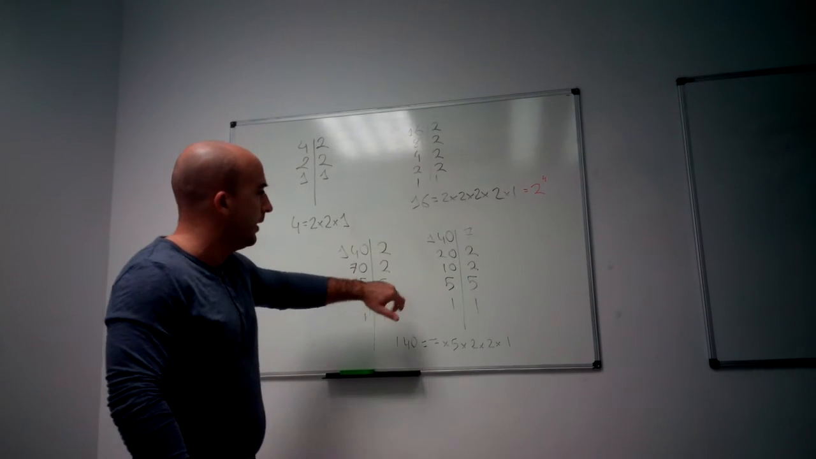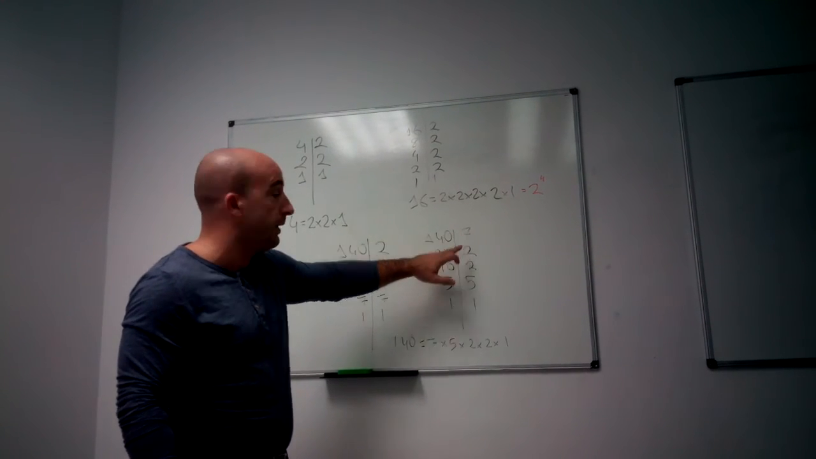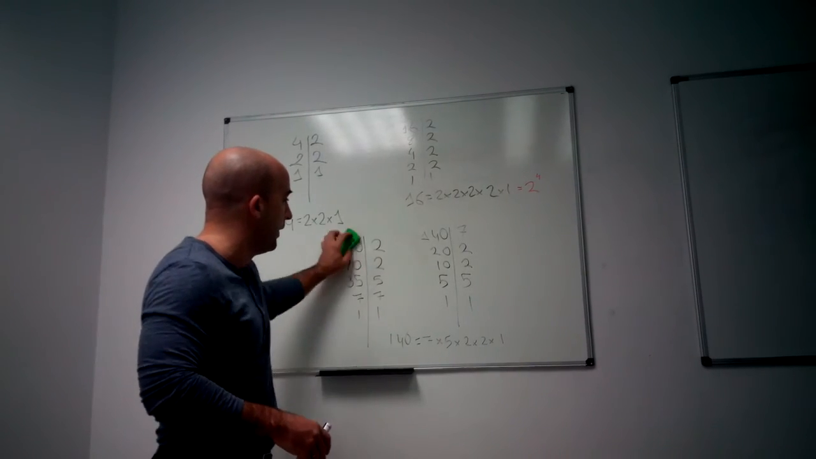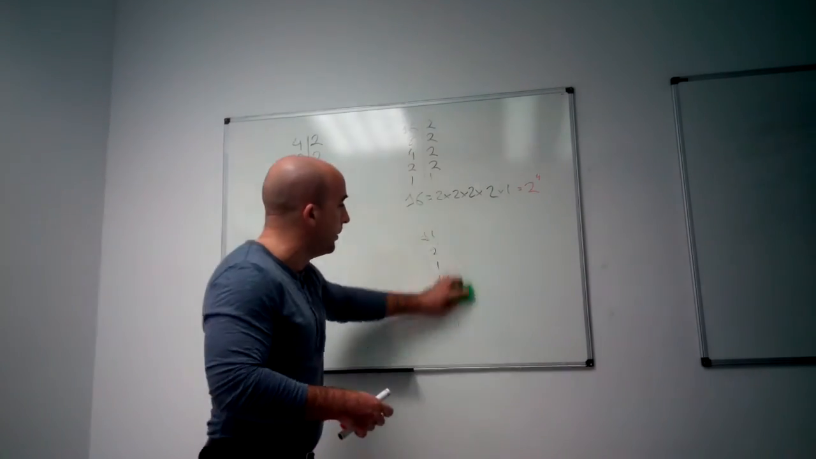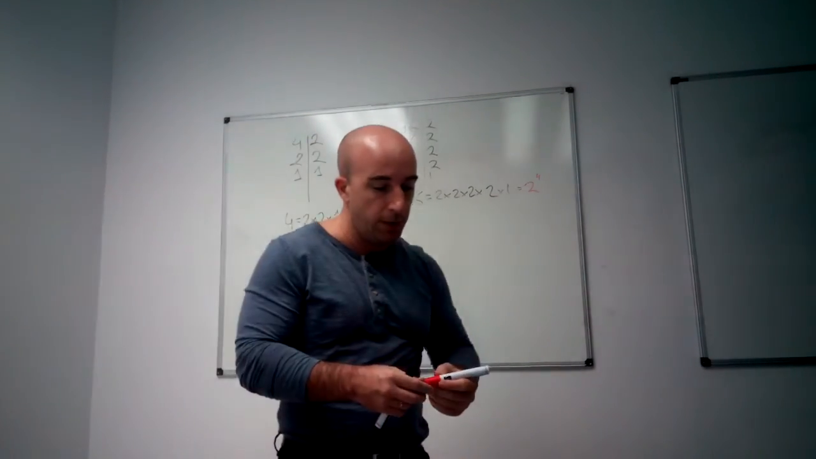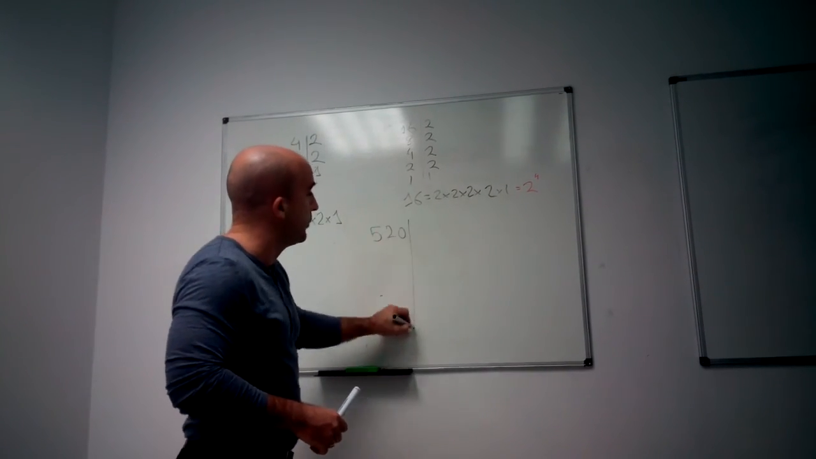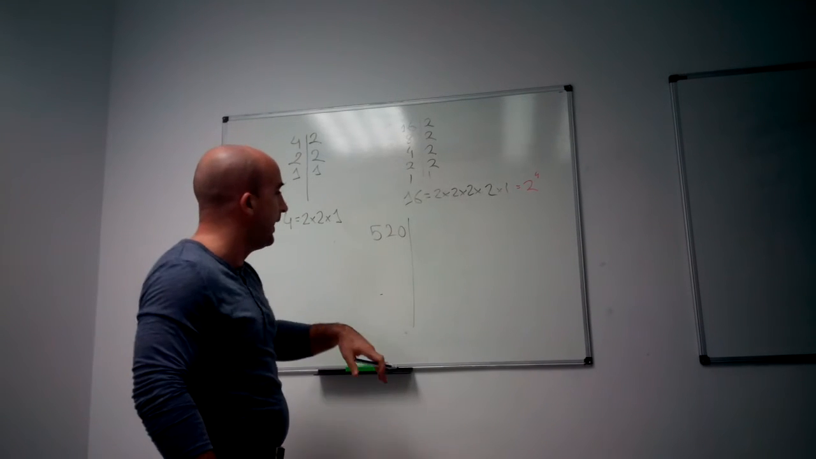Obviously, the higher the prime number you get, the harder the divisions will be, but you'll get around that with practice. Let's do another bigger number so that you know there's no trick. For example, 520. Okay? Factorize that.